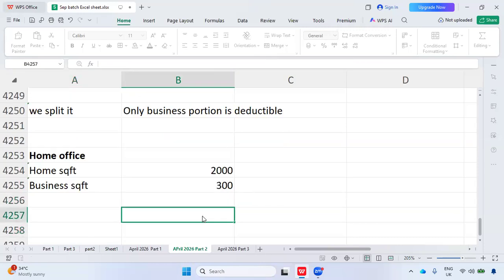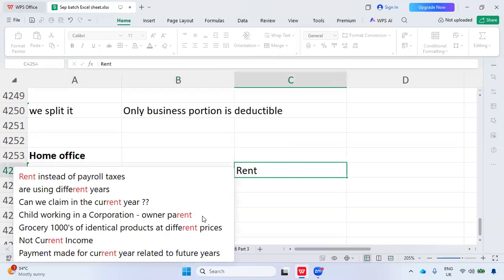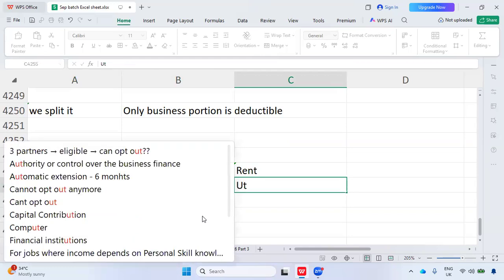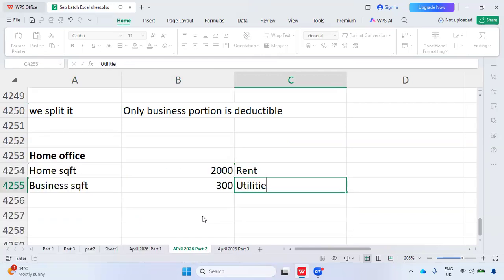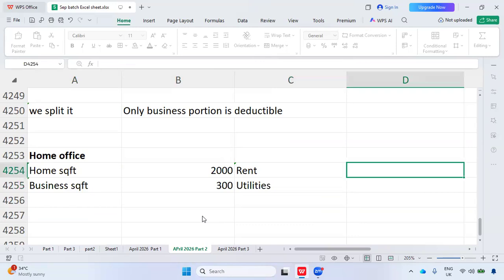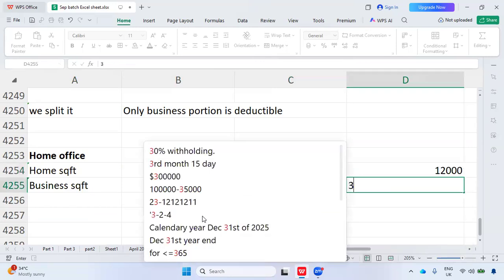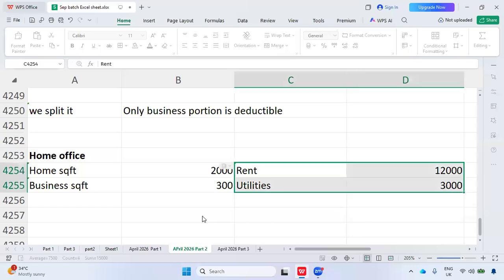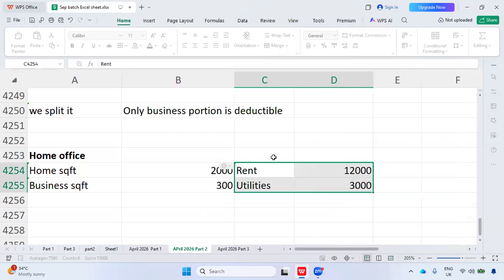So let's say for the total home, the taxpayer paid rent, and also for the total home, the taxpayer paid utilities. In this case, let's say rent $12,000 and utilities $3,000. This is the total expenses, which is mixed expenses, which includes the business portion and also the personal portion. So can we claim or we cannot claim? Generally, we can claim only the business portion. So how will we come to know how much is the business portion?